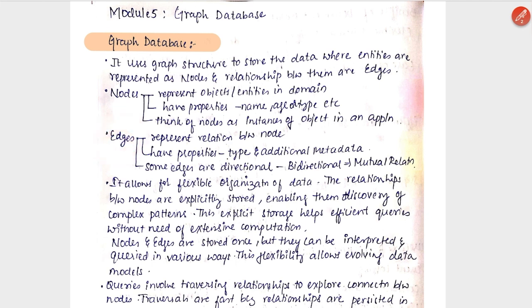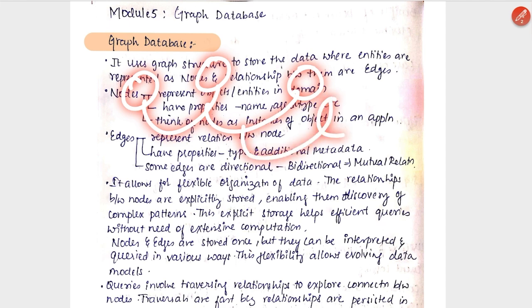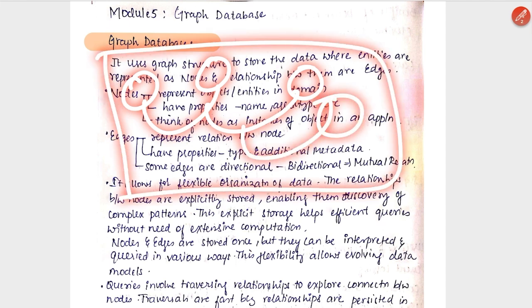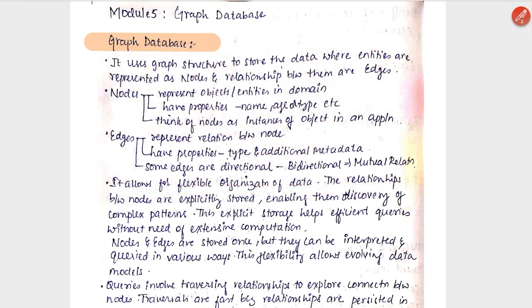We can say that nodes are the building blocks, because only if the nodes are present can we connect them together and thereby form a graph. So edges will have properties like type, and along with that, additional metadata information is also available.